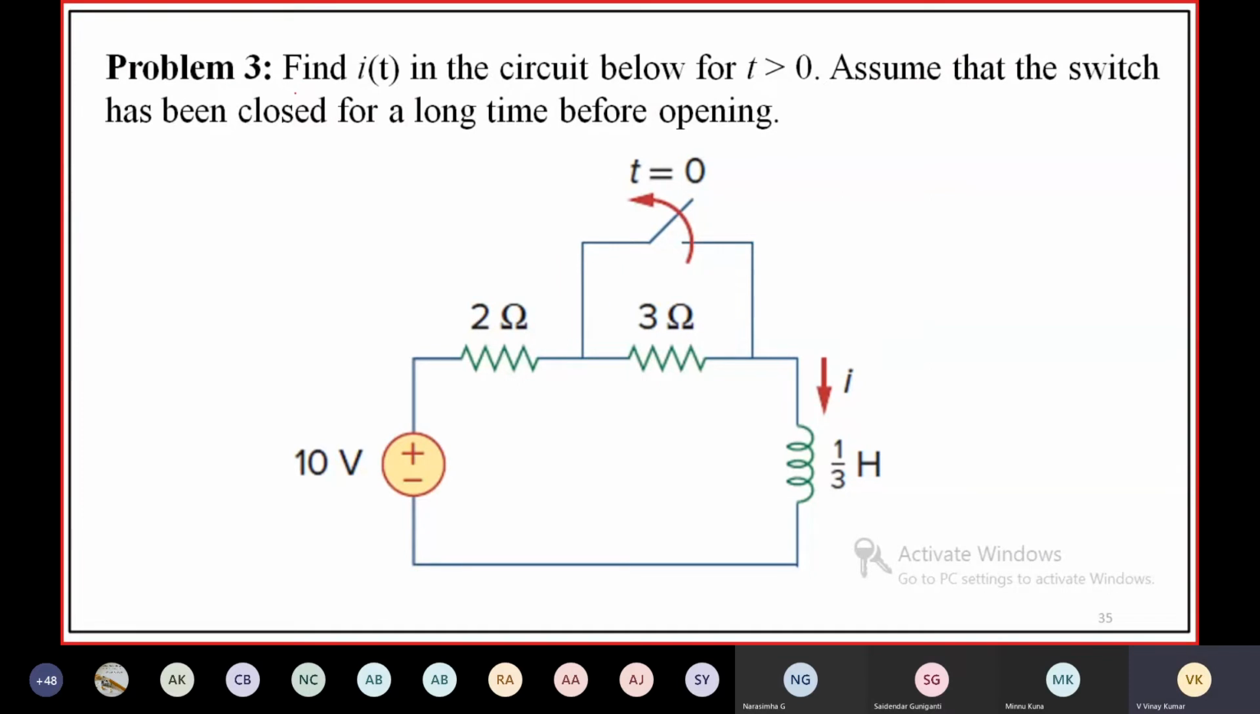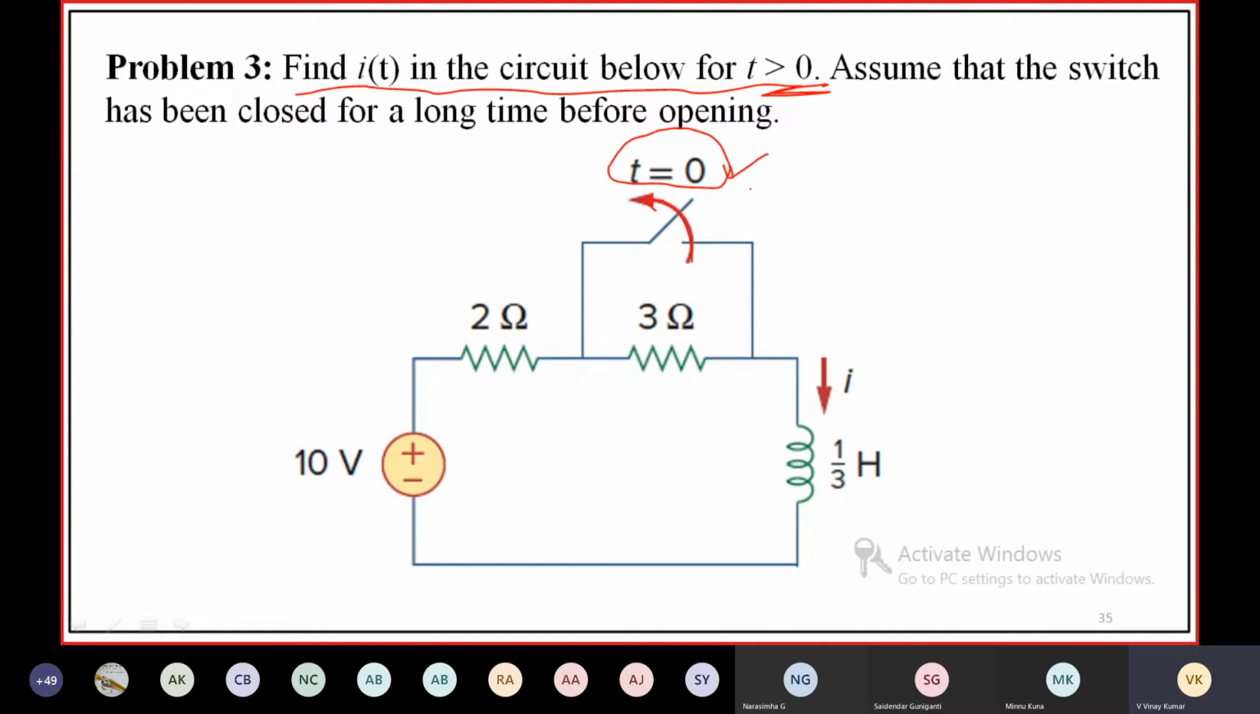Let's discuss this problem. Find I of t in the circuit below for t greater than 0. First of all, we have to find the initial value at t is equal to 0. The switch is opened at t is equal to 0.